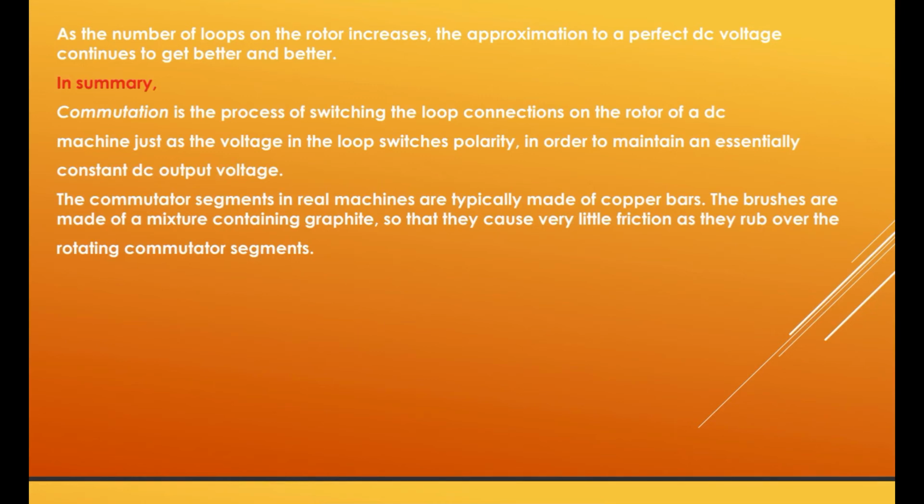The commutator segments in real machines are typically made of copper bars. The brushes are made of a mixture containing graphite, so that they cause very little friction as they rub over the rotating commutator segments.